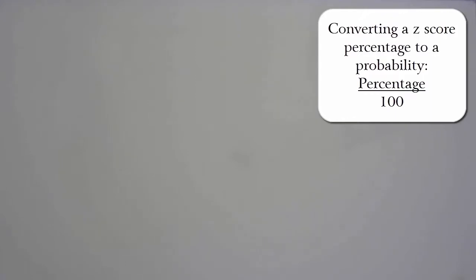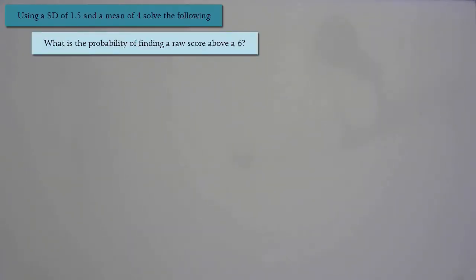Okay, so in order to convert a percentage to probability, all that we need to do is take that percentage and divide it by 100. So let's go ahead and get started.